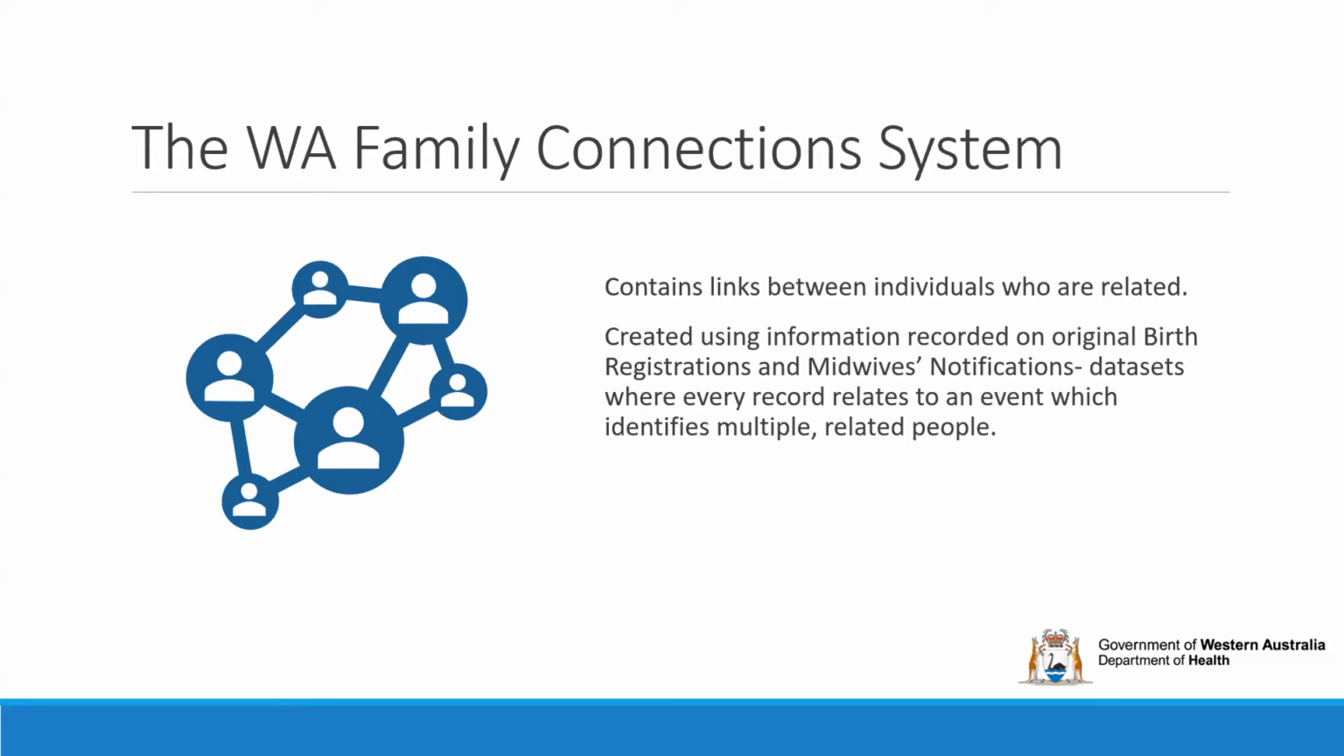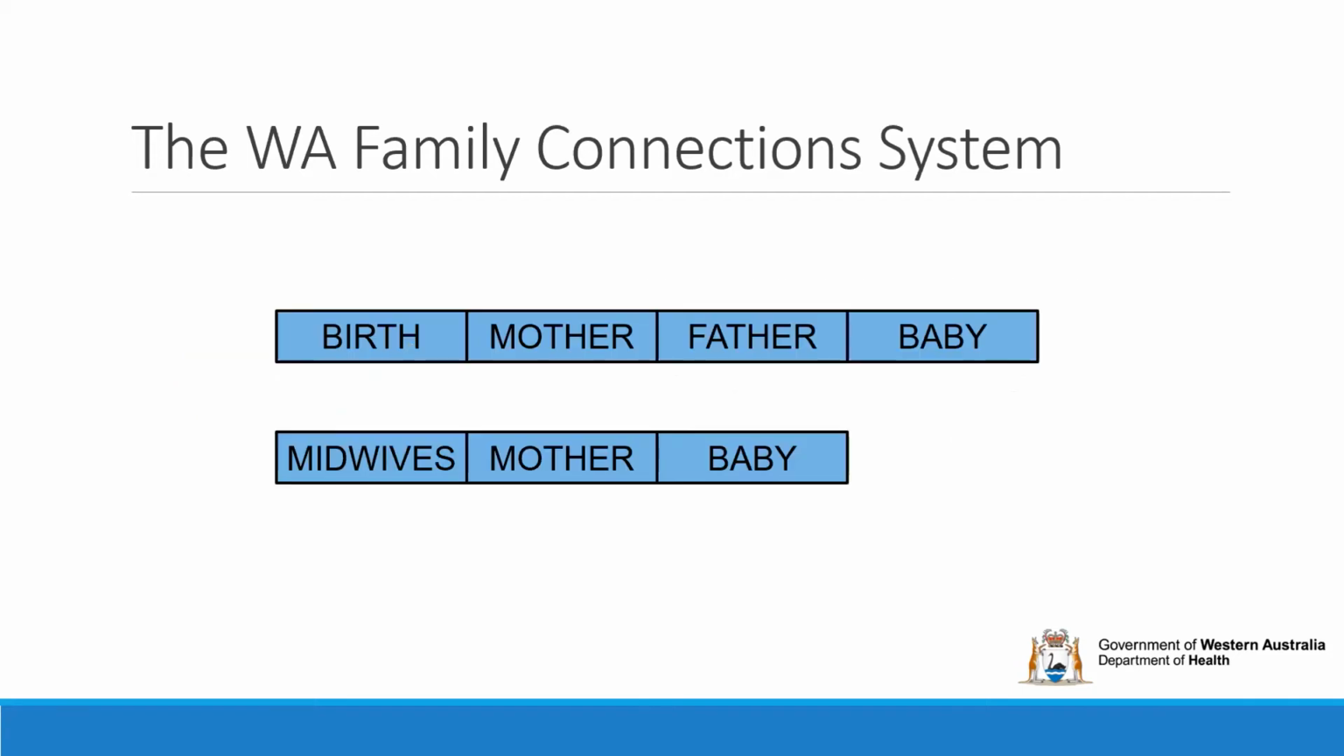Initially the project focused on birth registrations going back to 1974, which Amani touched on early on. But a later phase incorporated newly digitized records that went back as early as 1945. So our family connection system now allows us to go up and down multiple generations for people born in WA. As you can see on the screen, it also now includes midwives notification system records. So basically the family connection system is created using information recorded on original birth registrations and midwives notifications. These are data sets where every record relates to an event which identifies multiple related people.